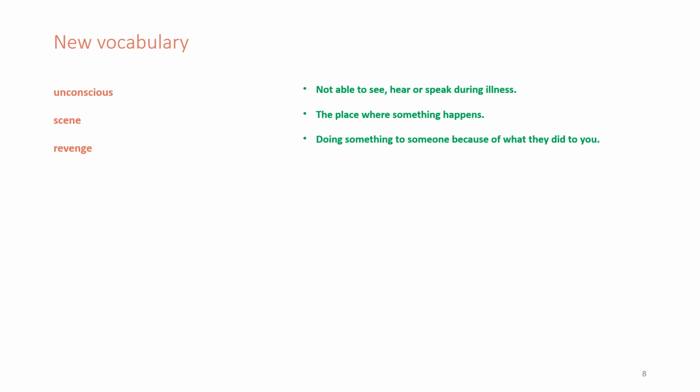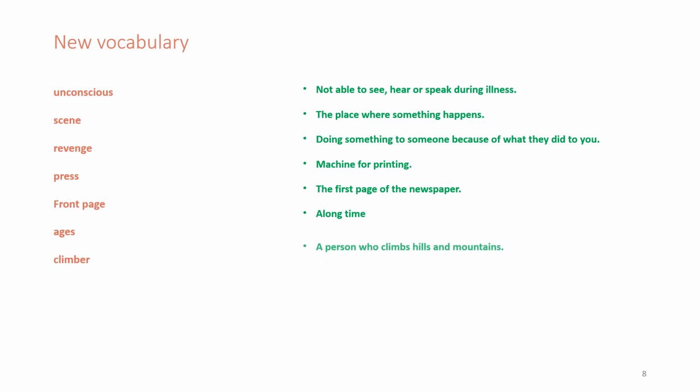Okay? Now vocabulary. Unconscious means not able to see, hear, or speak during illness. Scene, the place where something happens. Revenge is doing something to someone because of what they did to you. Press is a machine for printing. Front page is the first page of the newspaper. Ages, a long time ago. Climber is a person who climbs hills and mountains. Bully is a person who is unkind to someone.